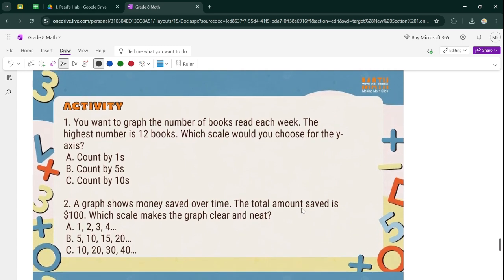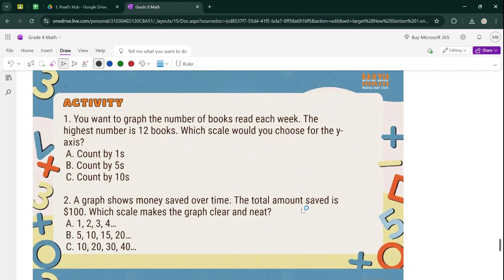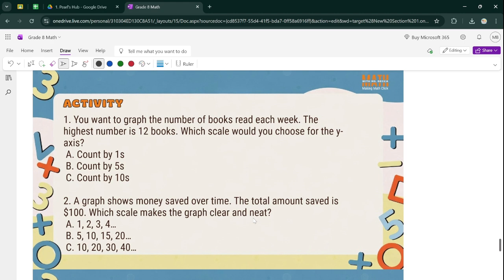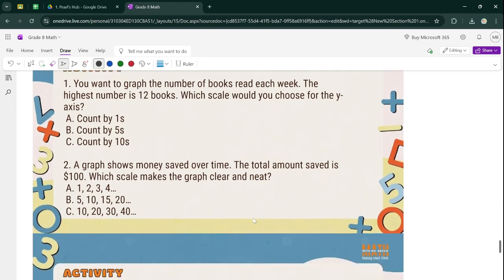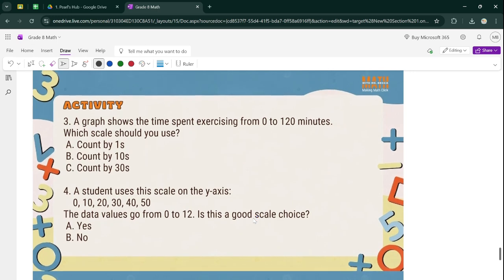Now, take a look at these activities. The first one says, you want to graph the number of books read each week. The highest number is 12 books. Which scale would you choose for the y-axis? Now, the second one says, a graph shows money saved over time. The total amount saved is $100. Which scale makes the graph clear and neat for $100? You choose from the options. The third one, a graph shows the time spent exercising from 0 to 120 minutes. Which scale should you use?